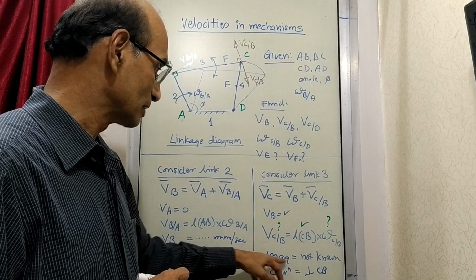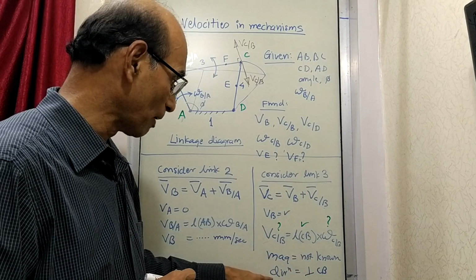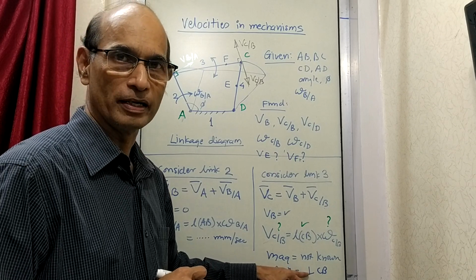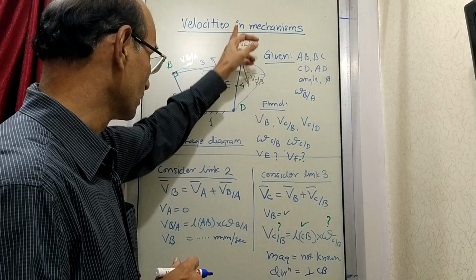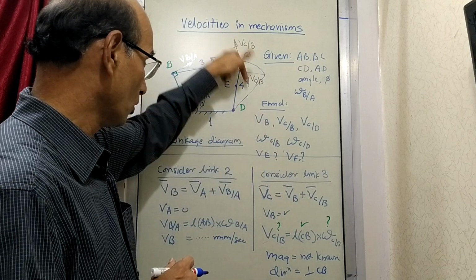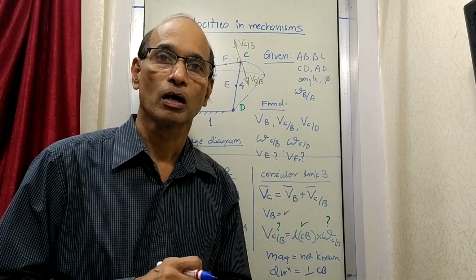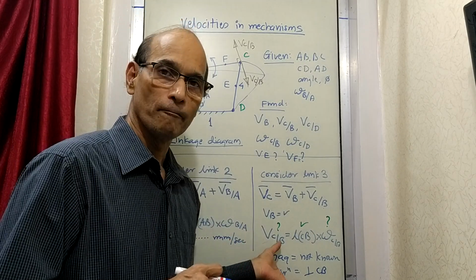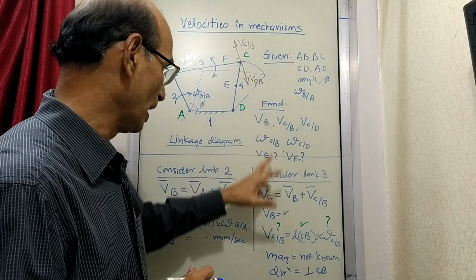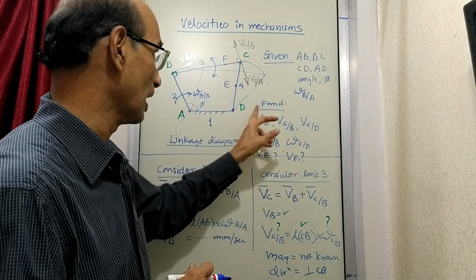So the magnitude was not known. The next part is direction, which we knew: it is perpendicular to the link joining CB. So this is the direction, perpendicular. Velocity of C related to B will be either up or down. Up to this much we had come, but then we could not go beyond this. So today we will see how to go further ahead and get the final answers which are asked here.